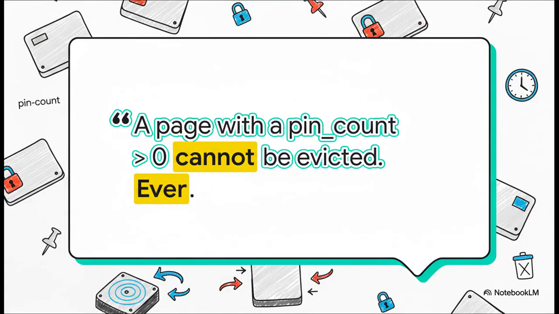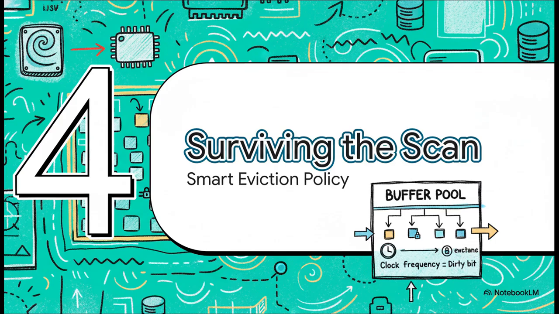And this leads us to the one absolute, unbreakable, capital R rule of buffer pool management. A page with a pin count greater than 0 cannot be evicted. Ever. Period. That page is considered pinned and is totally off limits to our eviction logic. This one simple rule completely prevents that nightmare scenario and gives us our memory safety guarantee. Okay, awesome. Our cache is now safe from concurrent access disasters.